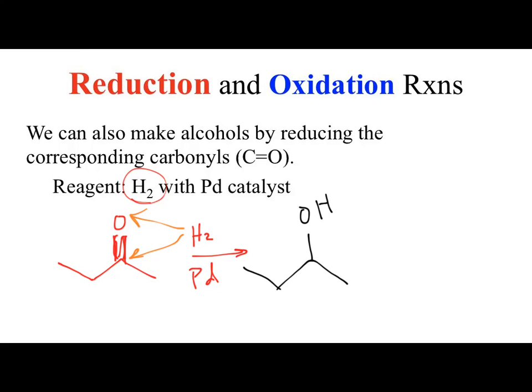Yes. What should we specify? Wedge or dash? It's going to be both. Why is it going to be both? The hydrogen molecule can react with the pi bond either from above, pushing the alcohol down, or it can react with the pi bond from below, pushing the alcohol up. So depending on how the alkene or our carbonyl reacts with our palladium surface, we might see different enantiomers.